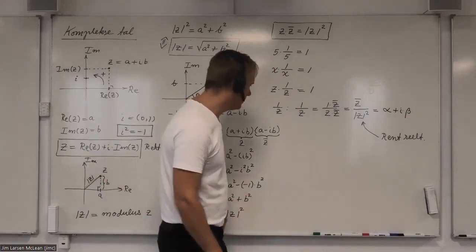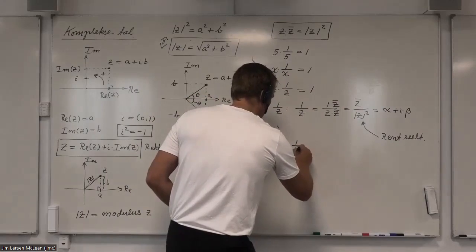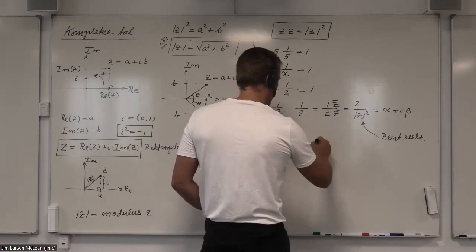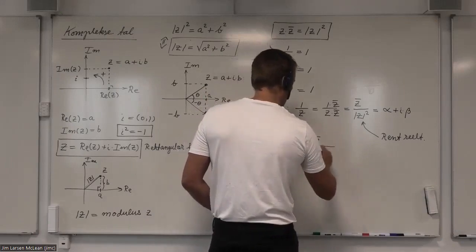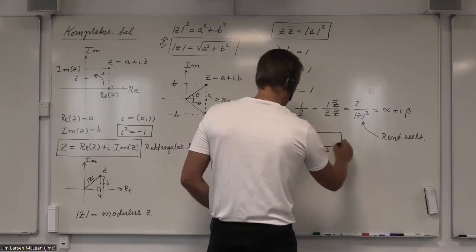And we can go over it again, so we get a recap. The formula looks like this. If you need to find the reciprocal of z, you just need to take the conjugate of z and divide it by the modulus of z squared. That's the formula. That's how you do it.